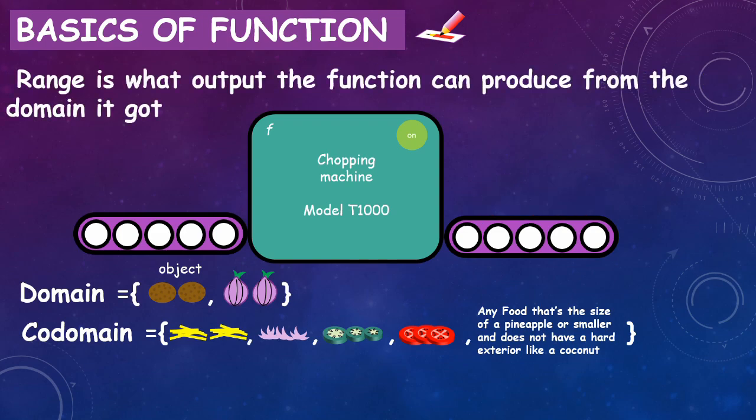Range is what output the function can produce from the domain or input that the function got. Since only potatoes and onions went into the machine, it can only produce chopped potatoes and chopped onions. Another word for an output is an image.